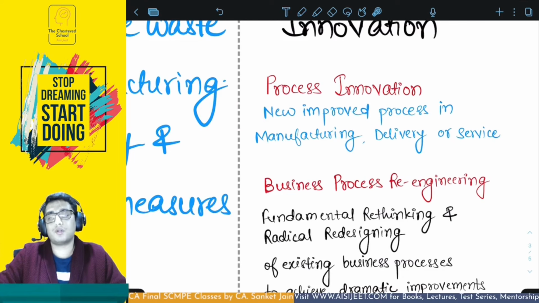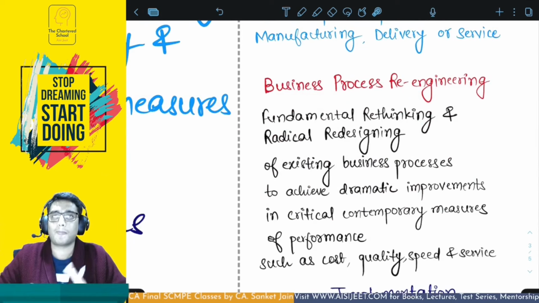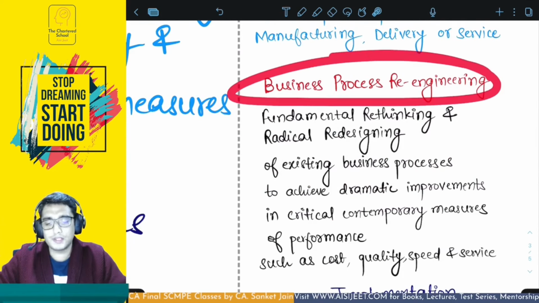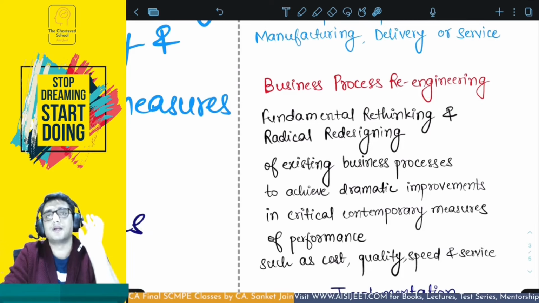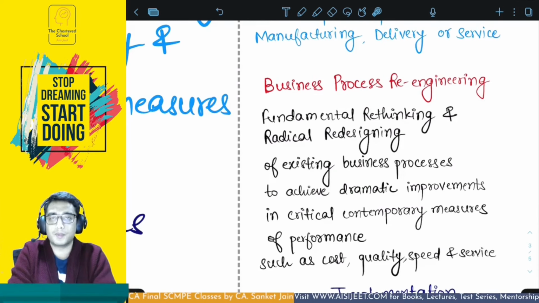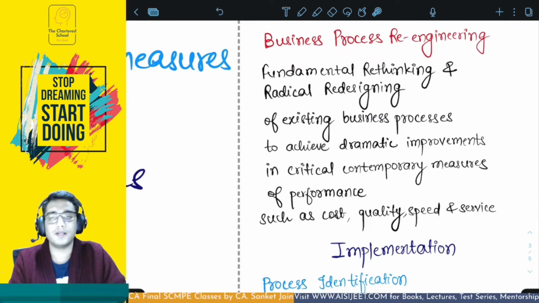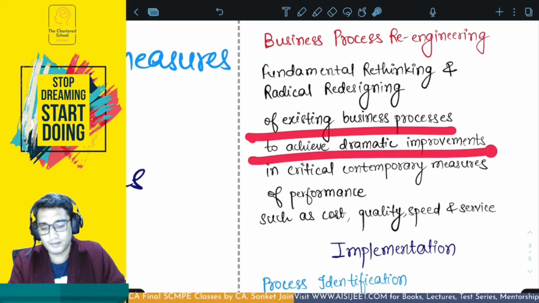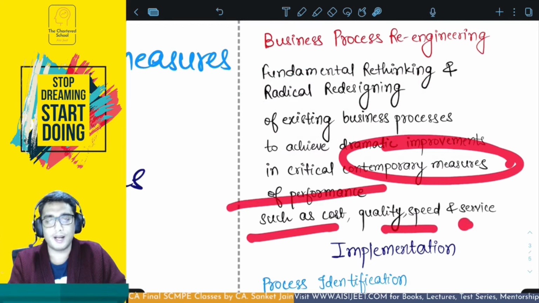But if we have an existing process and we want to re-engineer it, then we are going to apply business process re-engineering. So whenever a question comes from business process re-engineering, you are required to first of all start with the exact word-to-word definition of BPR. Something that you have to rote learn. It starts with that BPR, business process re-engineering, is fundamental rethinking and radical redesigning of existing business process to achieve dramatic improvement in critical contemporary measures of performance such as cost, quality, speed and service.